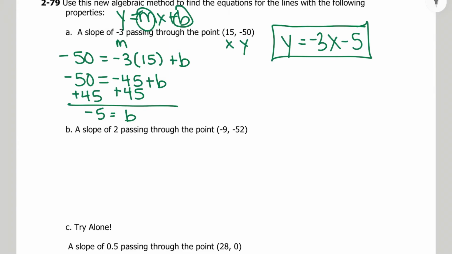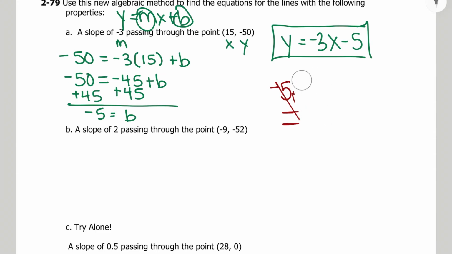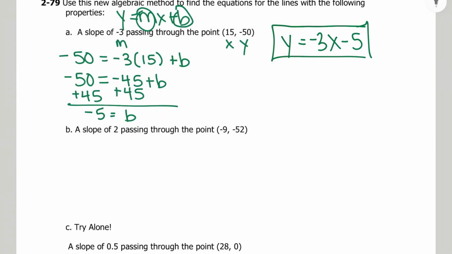It would look kind of funny if I wrote my stuff like this. So I'm going to write it in red. So this is going to be wrong, but negative 50 equals m times 15 plus b. That is not it. That's not what we do. We want to write, again, filling in for m and b, leaving x and y as they are when we're writing out our final equation. So let's do this again, and then you're going to do it on your own.